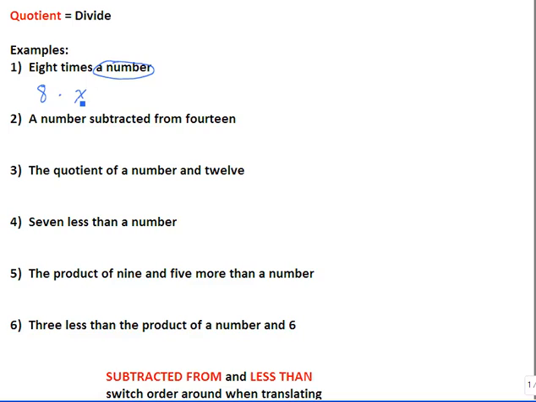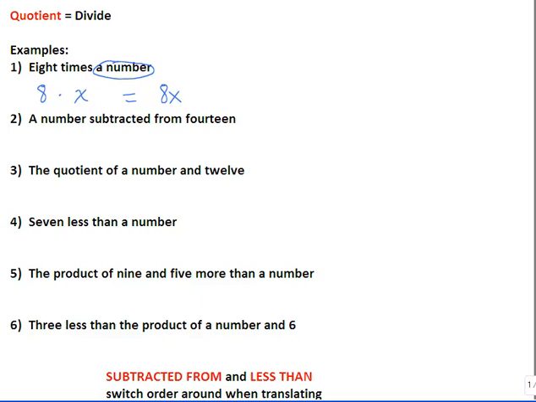Typically we use x for our variable. So this translates into 8 times x. In mathematics, we often would simplify this and just write it as 8x. That implied multiplication between the 8 and the x is already there, so we don't have to write it.